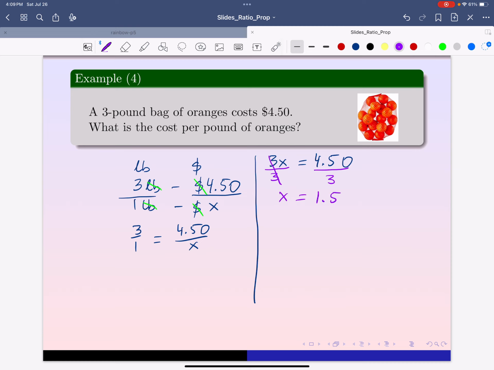or in other words, $1.50. So 1 pound of oranges costs $1.50.